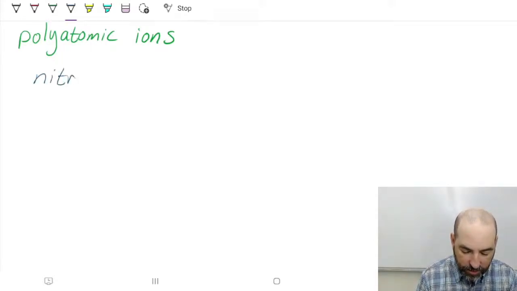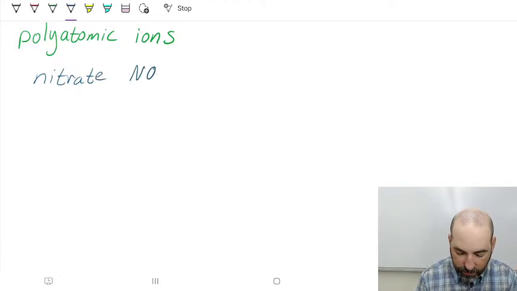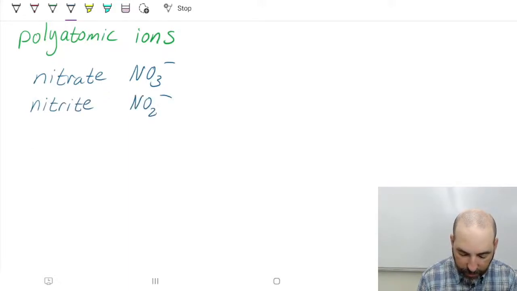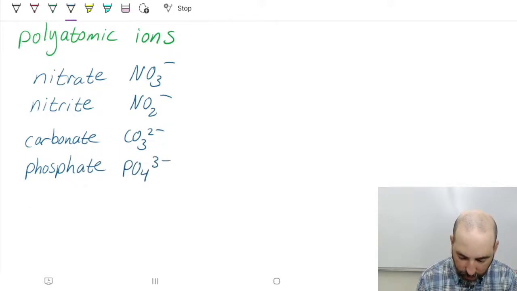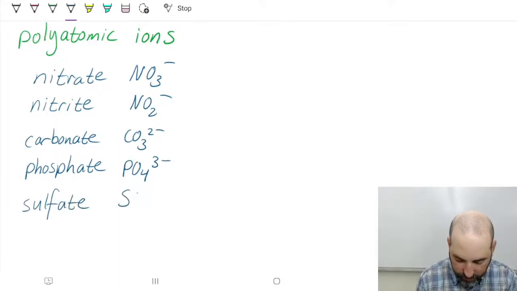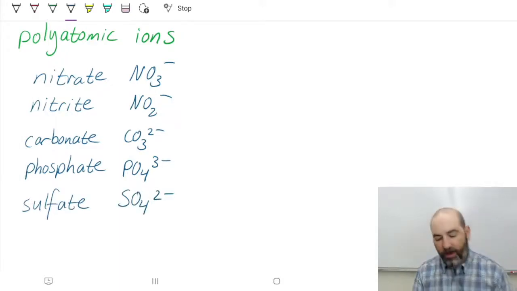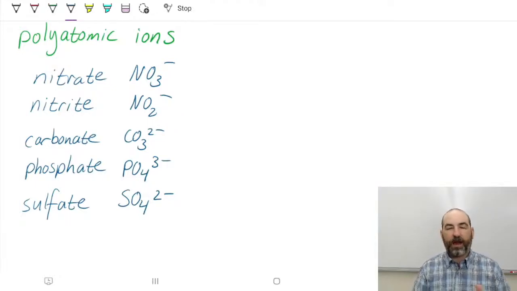There's nitrate, which is NO3-. There's nitrite, which is NO2-. Carbonate, phosphate, sulfate. There's lots and lots of these. You can look up a table of polyatomic ions and see a bunch of them.